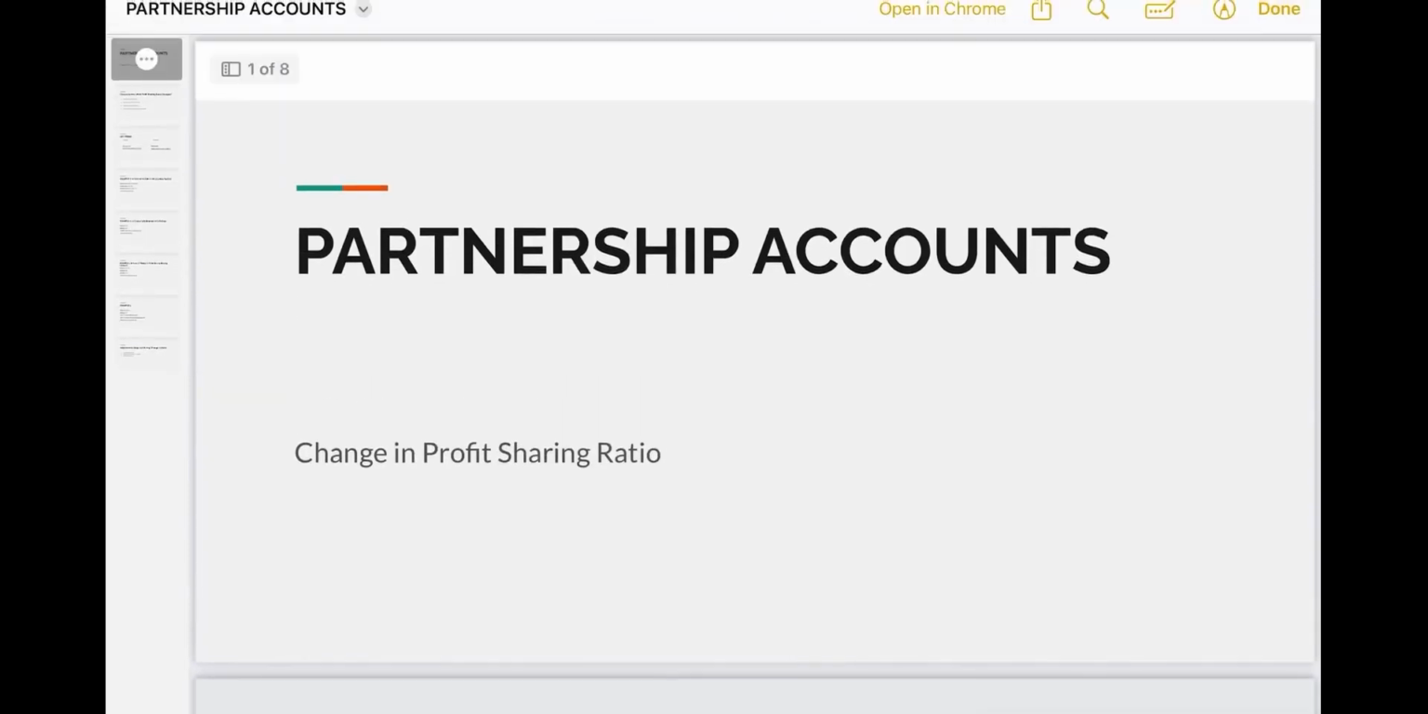In today's video, we will learn about partnership accounts and the topic is change in profit sharing ratio. Let us understand what is profit sharing ratio. Generally in the partnership, there is an agreement between the partners in which they state the ratio in which they are going to divide or share the profits or losses. This is known as agreed ratio. They are agreeing upon a particular ratio in which they are going to share the profit or losses.